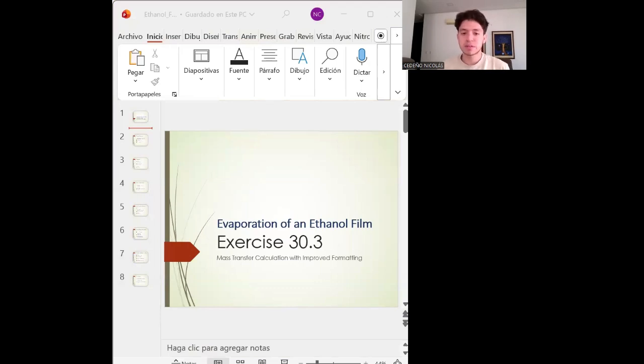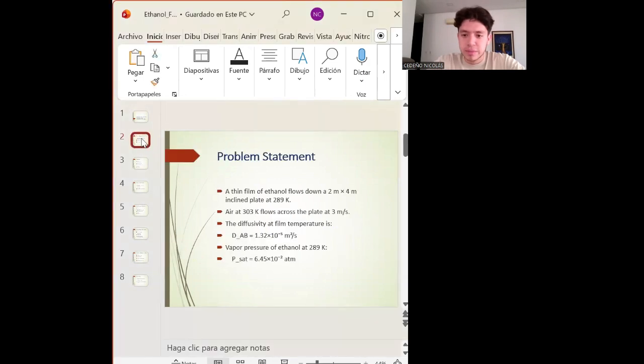Today I'm going to talk about exercise 30.3, which is all about the evaporation of an ethanol film on an inclined plate. So here's the problem statement. We have a plate that's 2 meters wide and 4 meters long, and there's a thin film of liquid ethanol flowing down at 289 Kelvin.